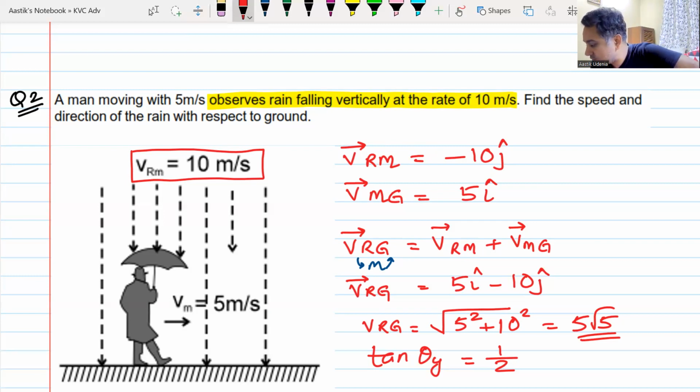Sir, VRG is 5 root 6. Yeah, beta? It is 5 root 6, sir, magnitude. 5 root 6. Okay. Do we understand this? Yes, sir.